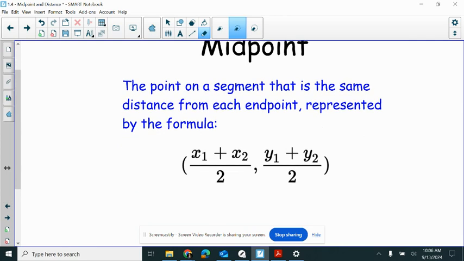This is my formula. It pretty much says you add your x's together, my first x and my second x, add those together and divide by 2 to figure out the halfway point of the x's. Add your y's together, divide by 2 to figure out the halfway point of the y's. Your answer is going to be an ordered pair, so an ordered pair has 2 numbers. So you do those calculations separately, write your answer in parentheses separated by a comma.